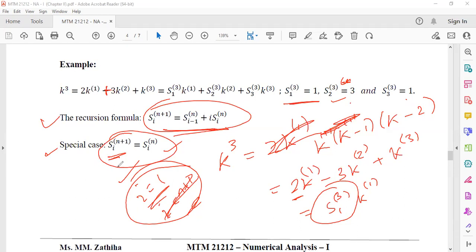I will do that example in the next class because our meeting is going to finish now.